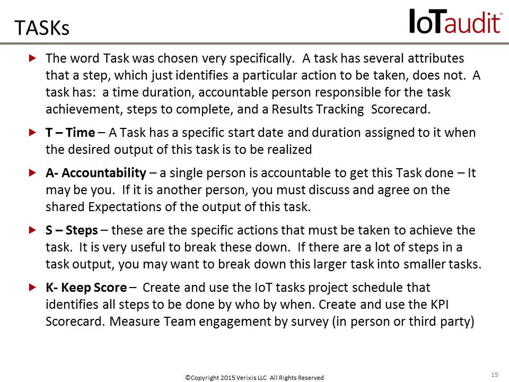S stands for steps. These are the specific actions that must be taken to achieve the task. It is very useful to break these down, especially if there's a lot of steps in a task output. You might want to break down this larger task into smaller tasks. Lastly, K stands for keep score. Create and use your IoT project schedule that identifies all the steps to be done and by whom, by when, and then create and use the KPI scorecard. Lastly, measure team engagement by survey, either in person or by third party, because an engaged team is a productive team. Remember, they need to believe in your project.